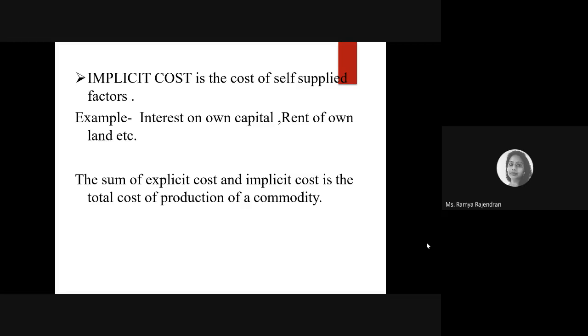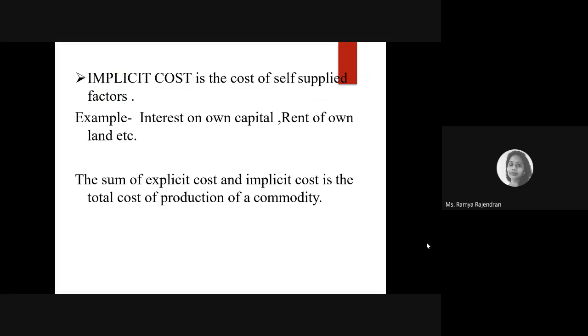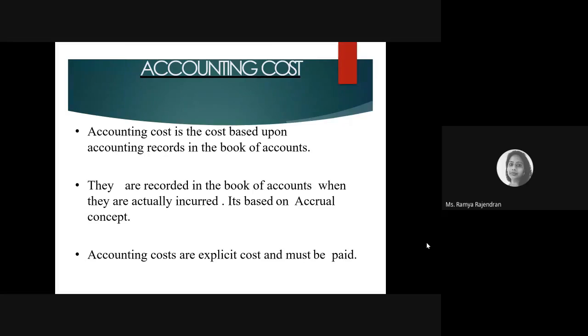You will be using your own inputs. Okay, so this is called implicit cost. Both of these costs together are called economic cost. You can also call them recorded cost and unrecorded cost. All the explicit cost will be recorded, whereas implicit cost, people take it for granted. They don't record this.